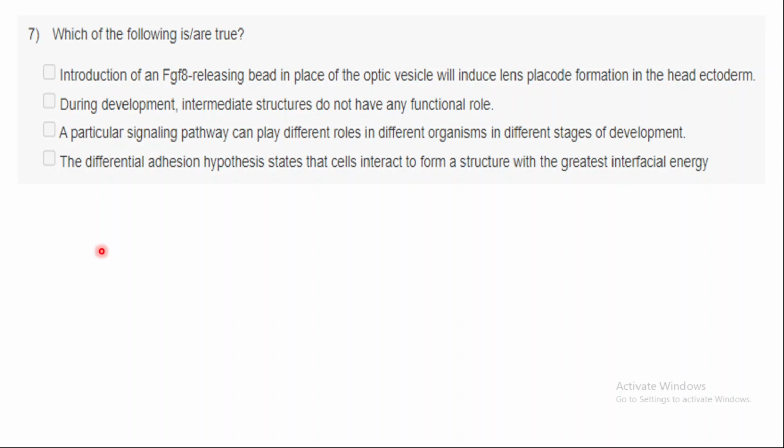Read the question carefully and then let me know which are the true statements. One question is about FGF8 and eye induction, optic lens placode induction. During development, do we need intermediate structures or not? Can a particular signaling pathway play different roles in different organisms? And what is the differential adhesion hypothesis, if you remember it.